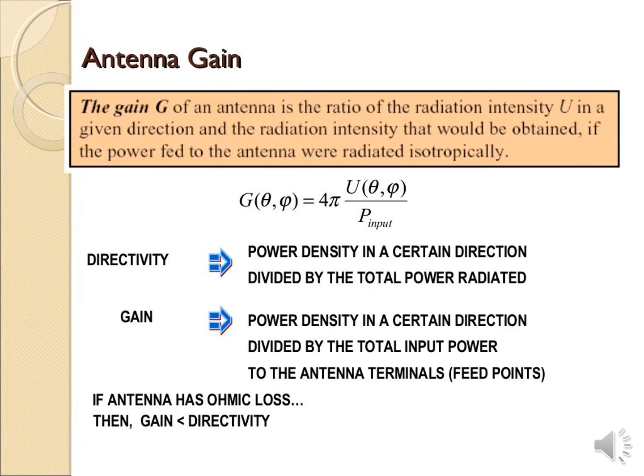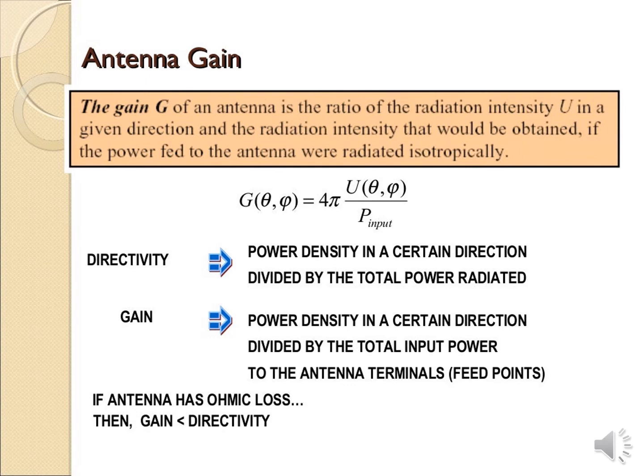What is antenna gain? It is the ratio of radiation intensity in a given direction to the radiation intensity that is obtained. So if you are expecting a particular radiation intensity in a given direction, and the radiation intensity that is being obtained, that ratio is called the antenna gain. How can we express this? G of theta comma phi is equal to 4 pi U of theta comma phi divided by P input.